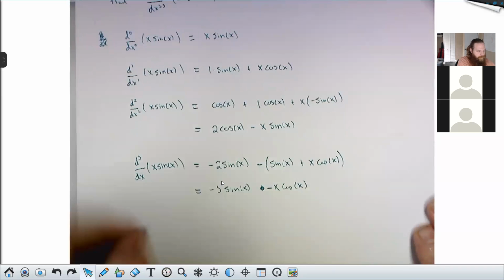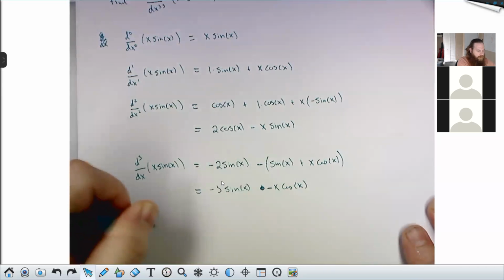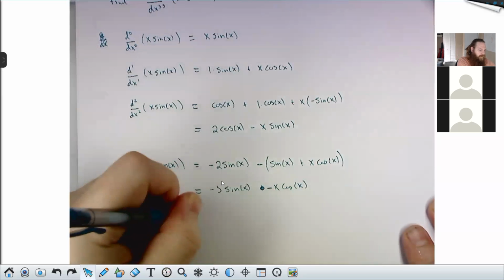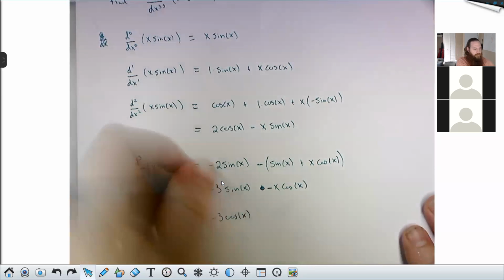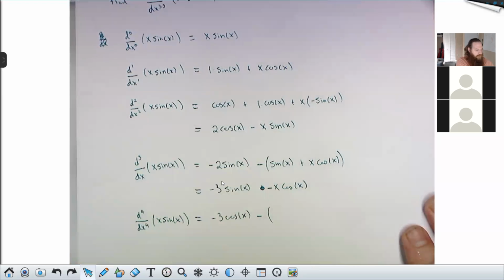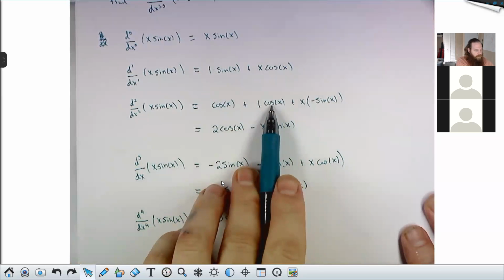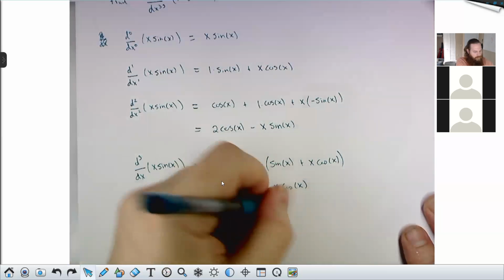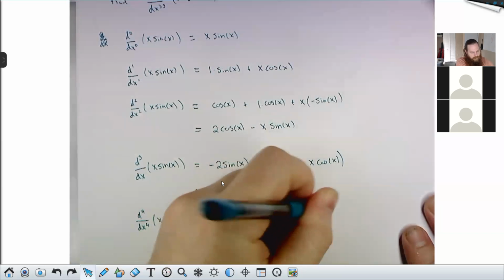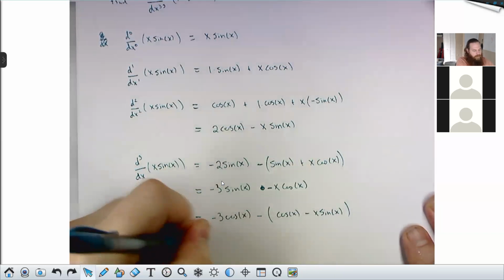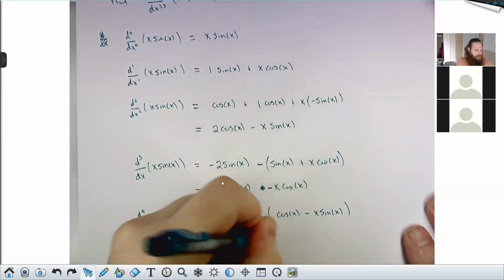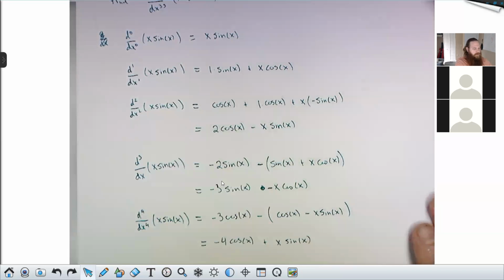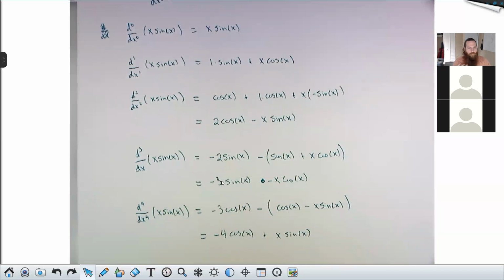And we continue. So my fourth derivative, d4 dx to the 4 of x sine x, I get by differentiating the line above. The derivative of negative 3 sine x is negative 3 cos x. And then I'll have minus the derivative of x cos x. The derivative of x cos x, I've calculated that before also, using the product rule, is cos x minus x sine x. So if I simplify this a little bit, I'll have minus 3 cos x minus cos x. That's minus 4 cos x. And then I'll have plus x sine x, distributing that negative.